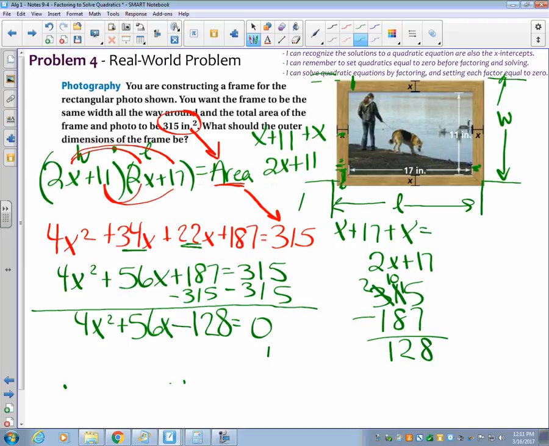True or false? 4 is a common factor for 4, 56, and 128. Does 4 go into all those numbers? Yeah, so let's go ahead and factor it out. So 4x squared divided by 4 gives us just an x squared. 56 divided by 4 is 14. 128 divided by 4 is 32.